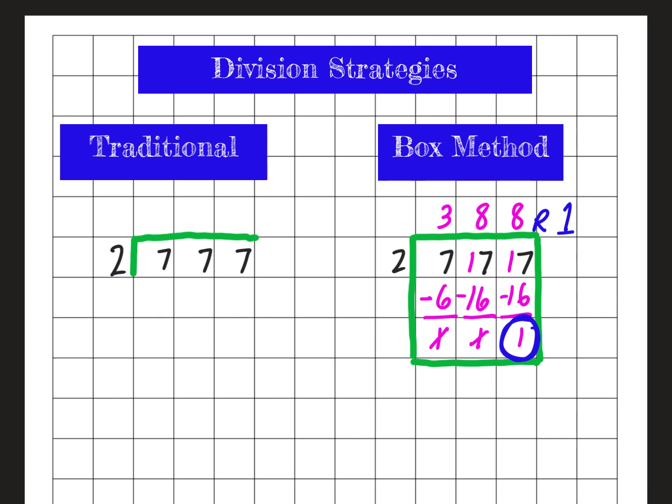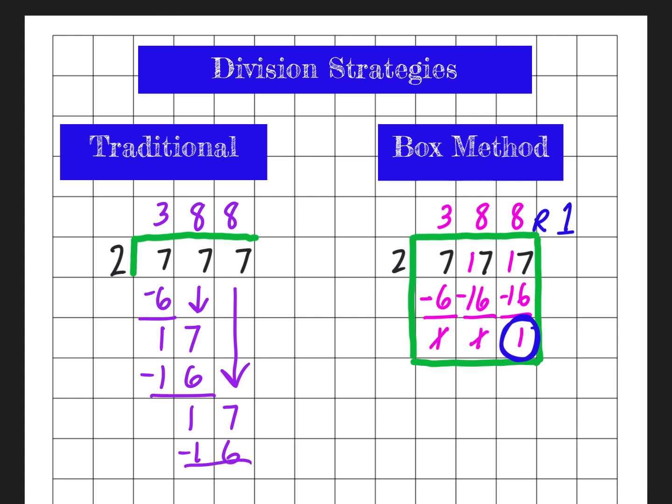Now doing traditional, I'll go ahead and work through that. 2 goes into 7 3 times. We subtract our 6, just as we would, we get 1. We bring that 7 down. 2 goes into 17 8 times. We get 17 minus 16 is 1. Bring that 7 down. And we get 2 goes into 17 8 more times, for a remainder of 1. So either way we do it, we get the quotient of 388, remainder 1. Let's take a look at another one.